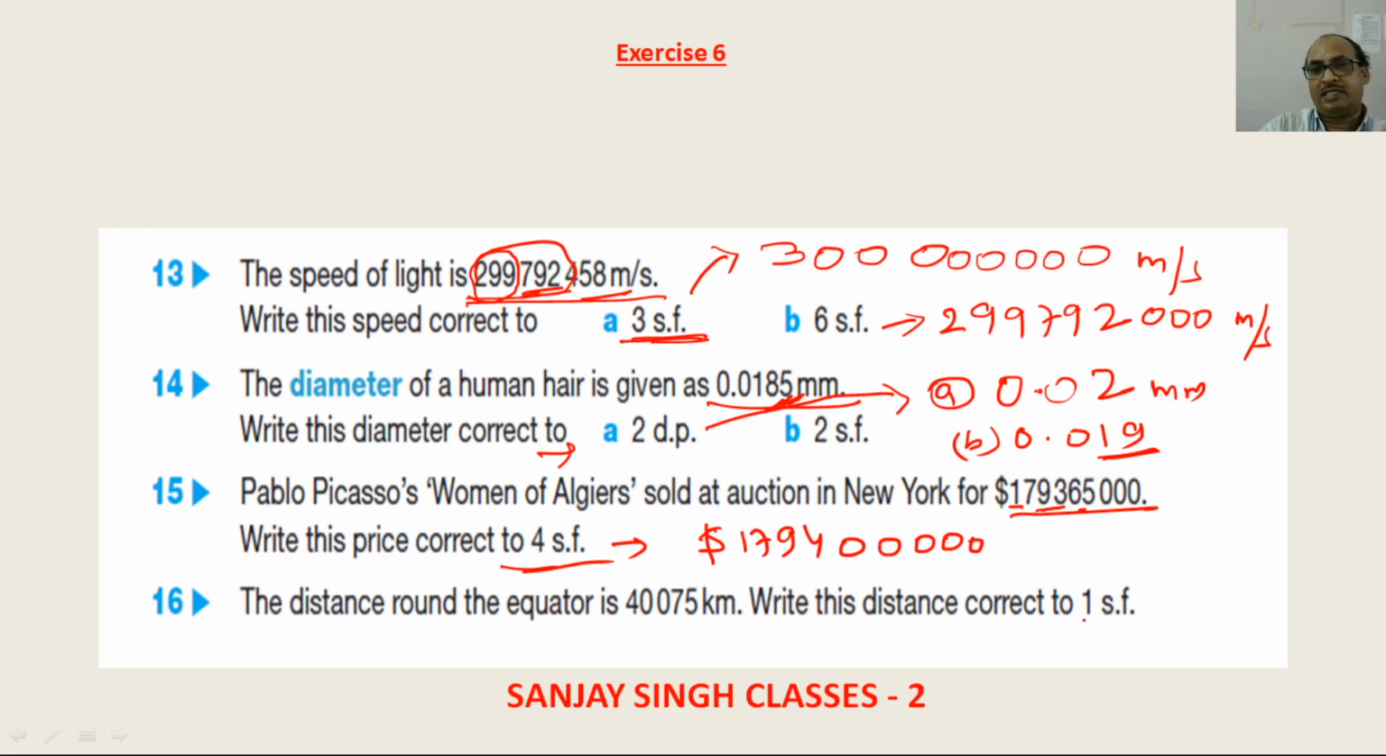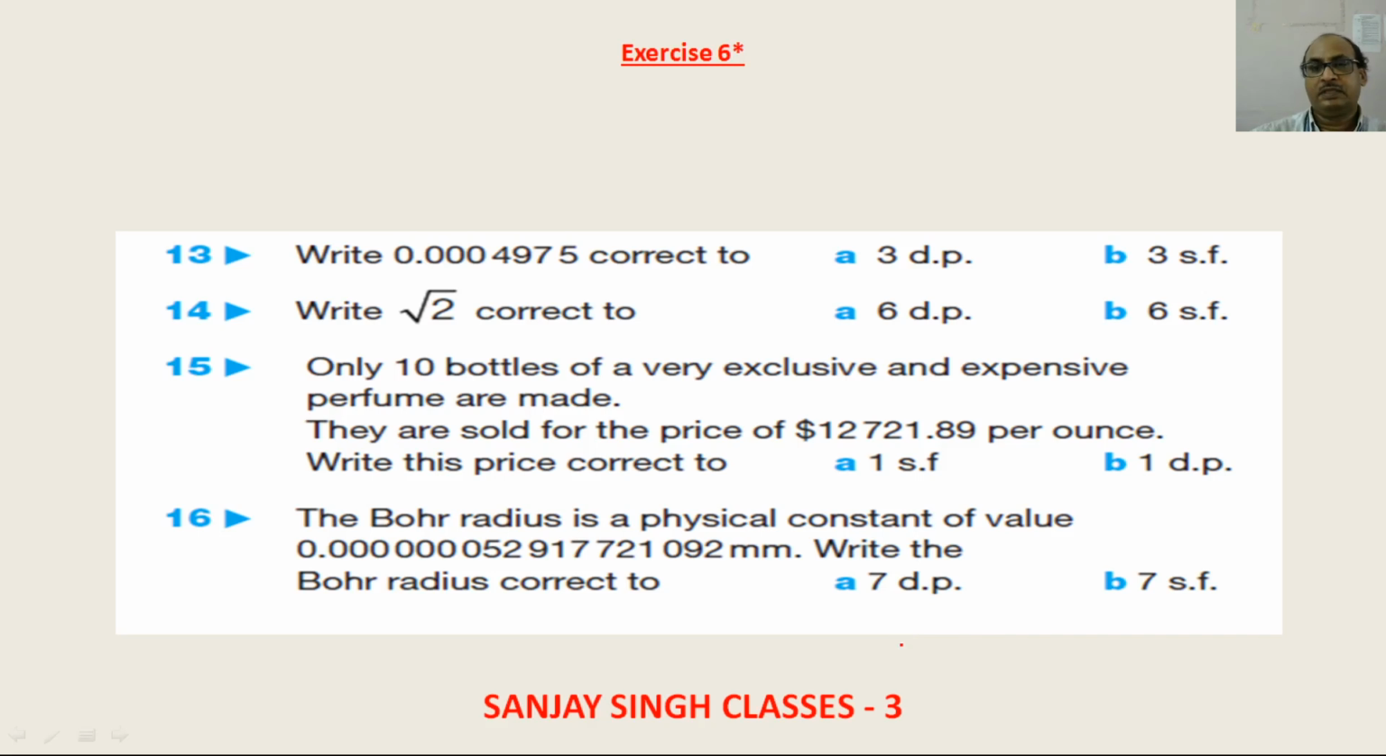Now the distance around the equator is 40075 kilometer. Write this distance correct to one significant figure only. One significant figure means this 4 only. So it will become 4, remaining part will become 0. So 40,000 kilometer.